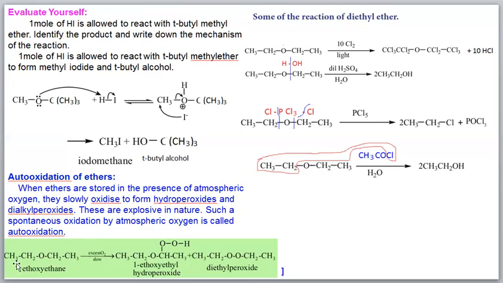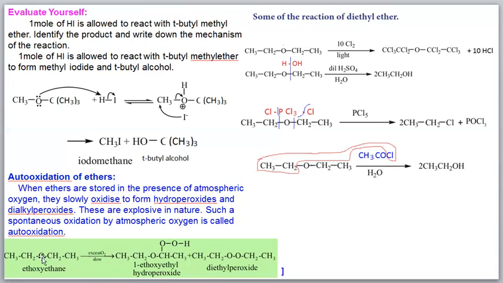Diethyl ether is taken with excess of oxygen. Now what will happen? In between the alpha carbon-hydrogen bond, one O2 is joined. This is the functional group. This is the alpha carbon. In between this carbon and one hydrogen, one O2 will join like this. So it is 1-ethoxyethyl hydroperoxide. This is one option.